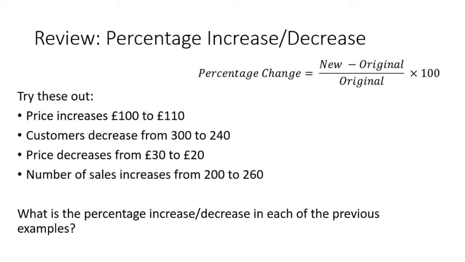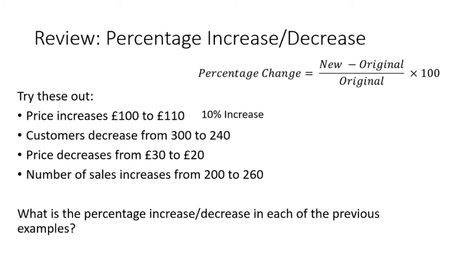Okay, hopefully you've had a go with those. So if you look at the first one, price increasing from 100 to 110, that represents a 10% increase: 10 divided by 100 times 100.